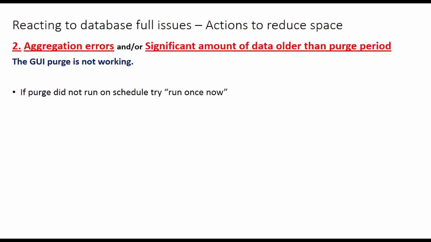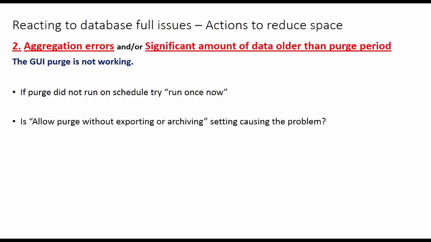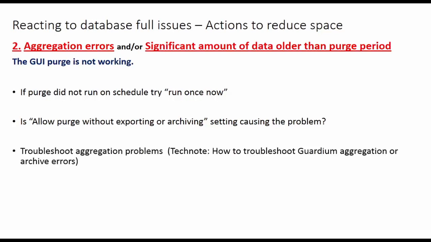A lot of aggregation problems can be caused by schedule conflicts, so if you try running it once now at a time when nothing else is running and it works, then you probably need to go back and look at your schedule. Again, you can go back and check that setting, allow purge without exporting or archiving. If there are no aggregation errors, that could be the cause of data existing on the appliance that's older than the purge period. You can use this tech note, how to troubleshoot Guardium aggregation or archive errors. That'll be in the video description.